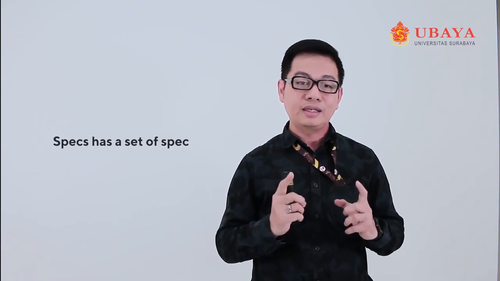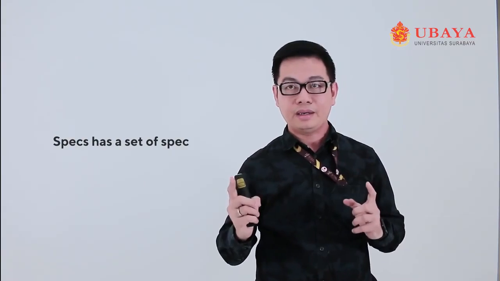Or when we talk about car speed, for example, on the toll road, on the highway, the limit is 80 kilometers per hour. So 80 is the value. Kilometer per hour is the unit. And the set of unit and value, we call it a metric. So specs has a set of spec. So many specs, we call it specs.